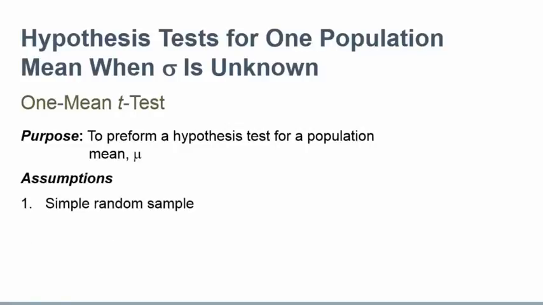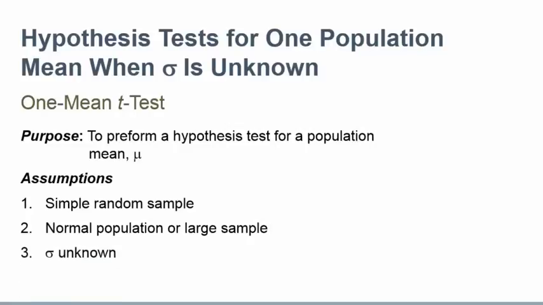Assumptions: 1. Simple random sample. 2. Normal population or large sample. 3. Sigma unknown.